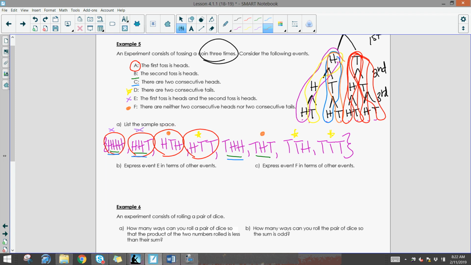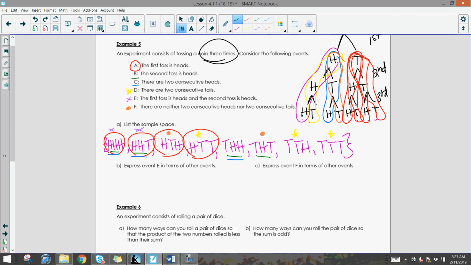This would be okay. And that's it. All right, so now we have everything. This says express event E in terms of other events. So our sample space for event E is the first 2. This is saying the first toss is heads and the second toss is heads.